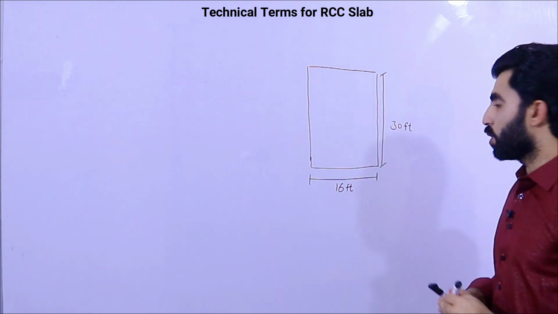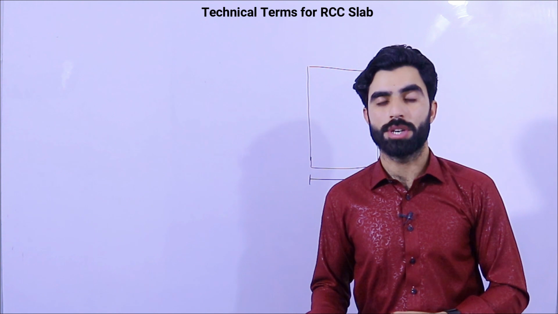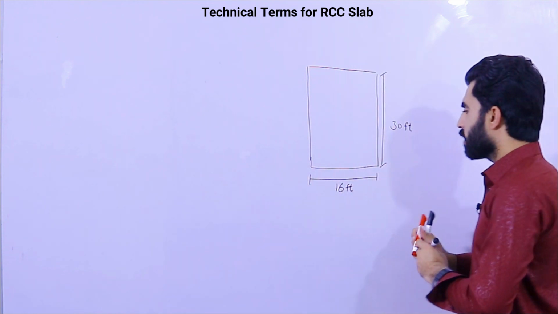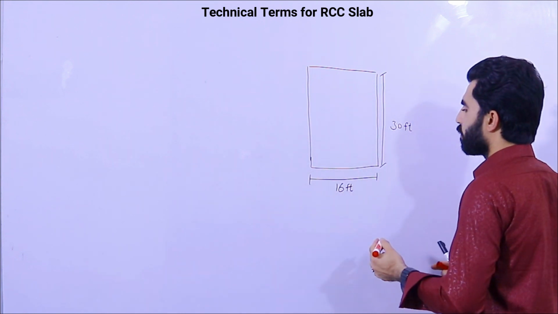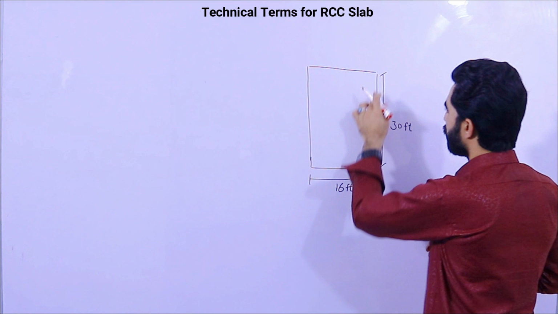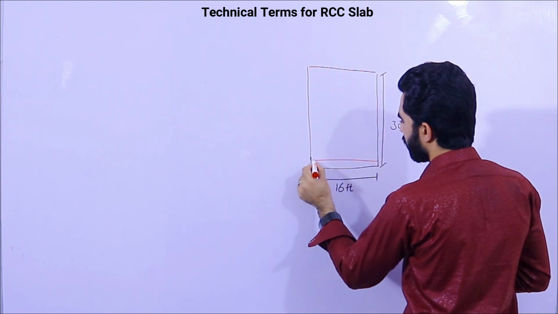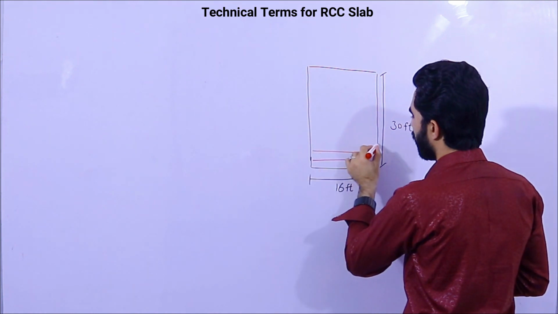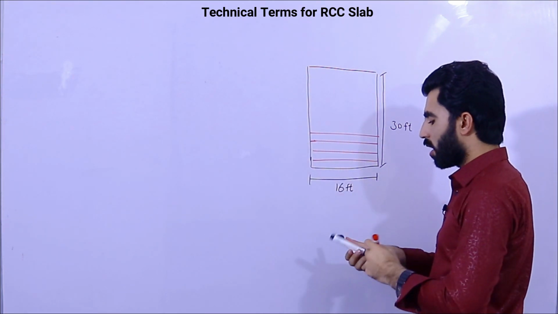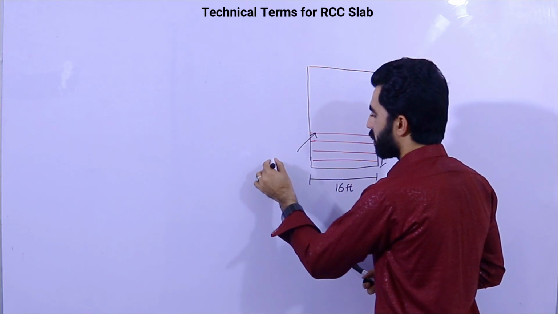First of all, you should have knowledge in steel structural design about what is the main bar and what is the distribution bar, and their details. Okay, remember guys, the steel reinforcement which we provide lengthwise, as you can see, this is its length and this is its width. When we provide it lengthwise like this, these steel rods are called main bars.